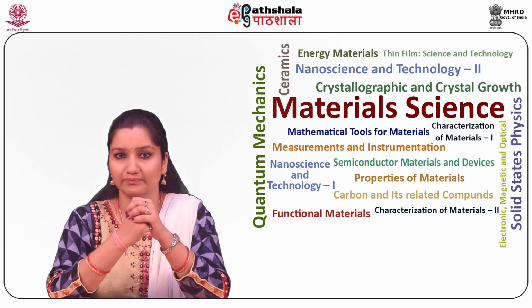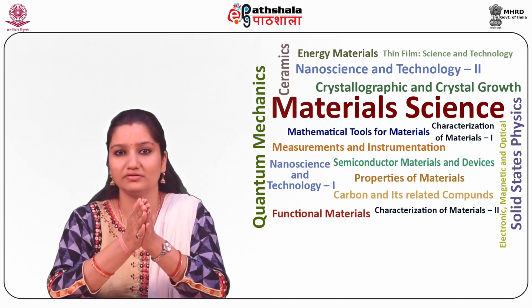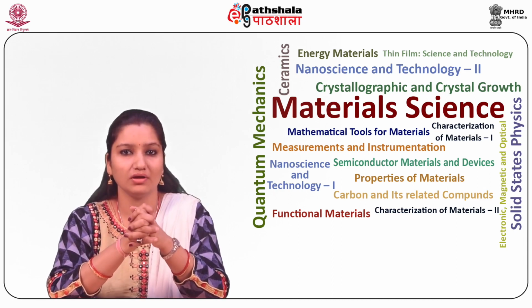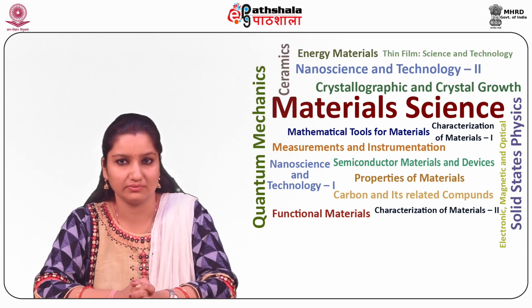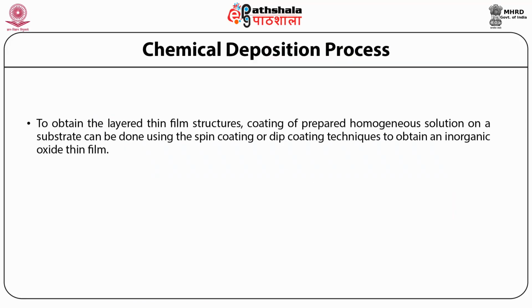The solutions prepared using the above-mentioned methods can be used in various ways for the preparation of thin film structures. To obtain layered thin film structures, coating of the prepared homogeneous solution on a substrate can be done using spin coating or dip coating techniques to obtain an inorganic oxide thin film, whereas post-deposition thermal treatment is required for the crystallization of as-deposited amorphous films.